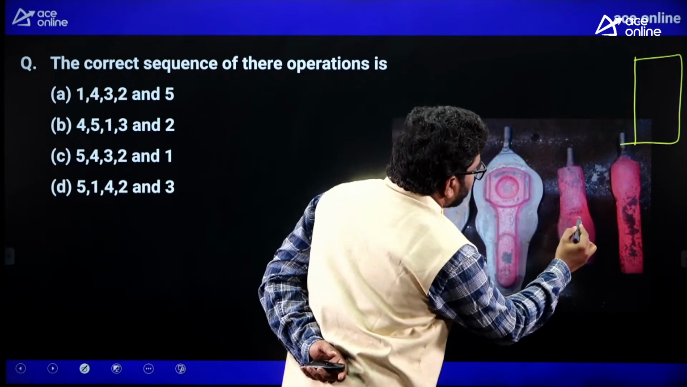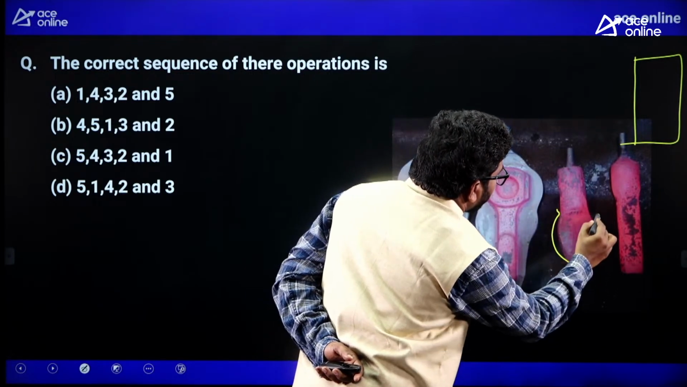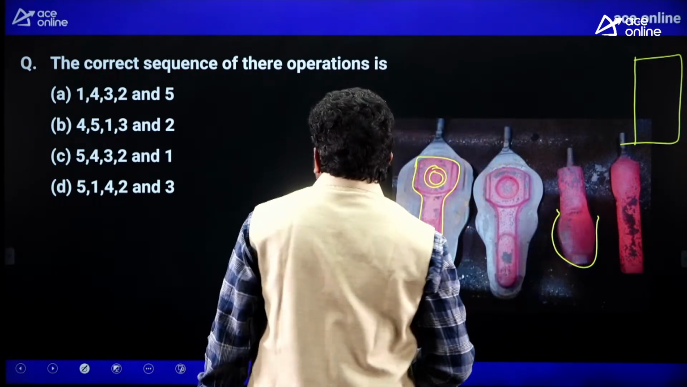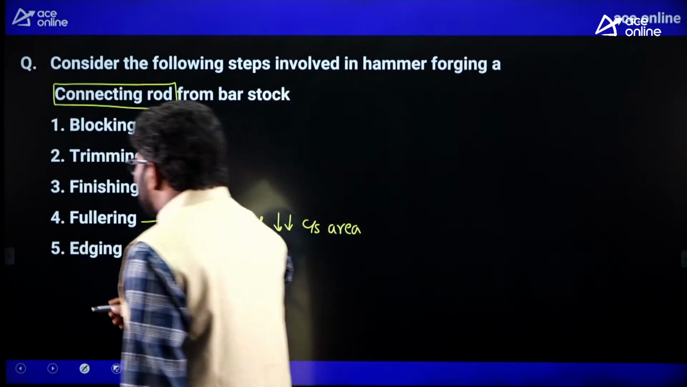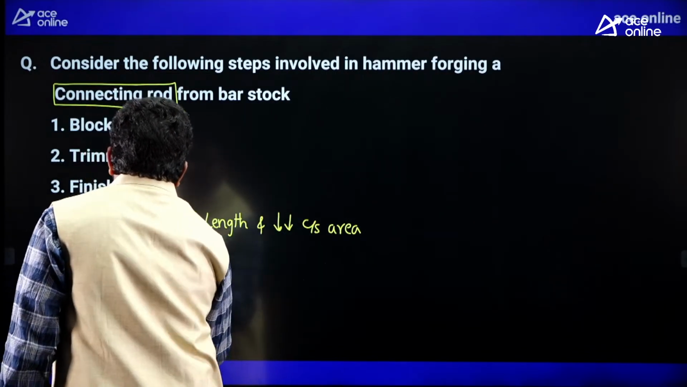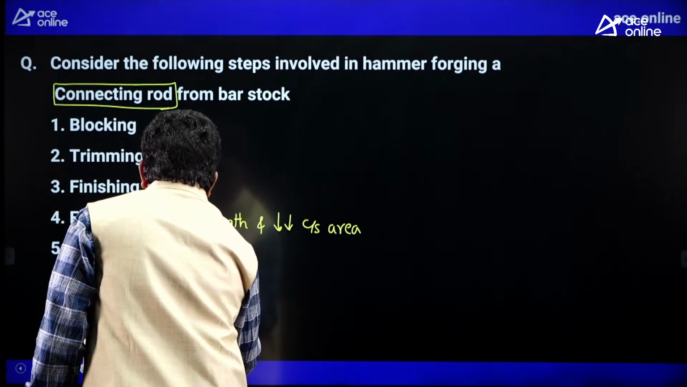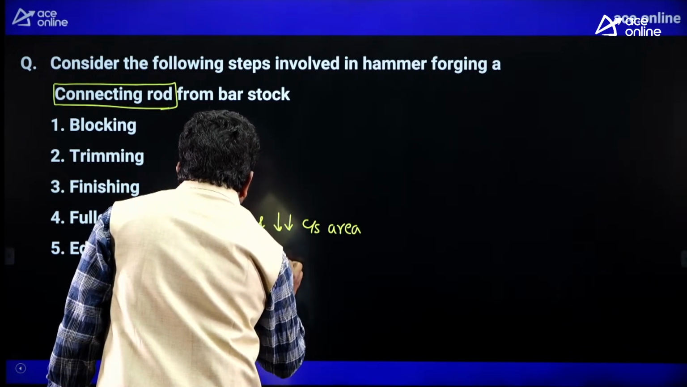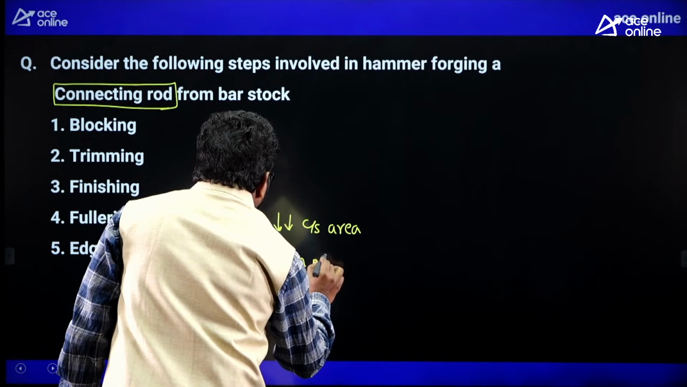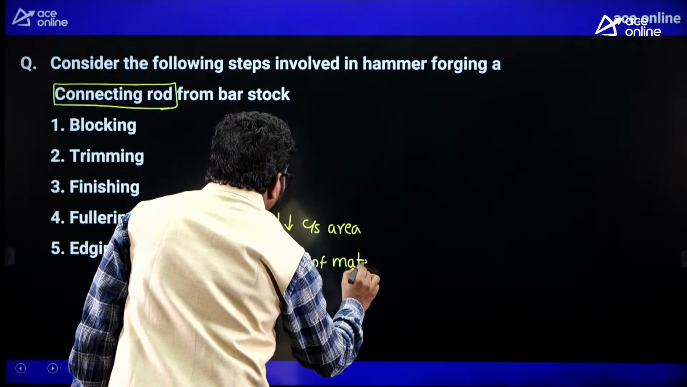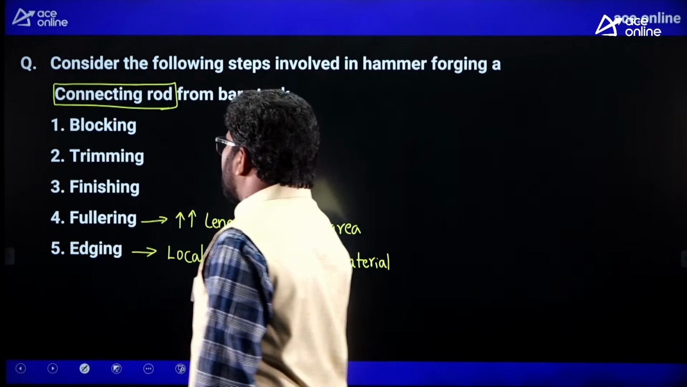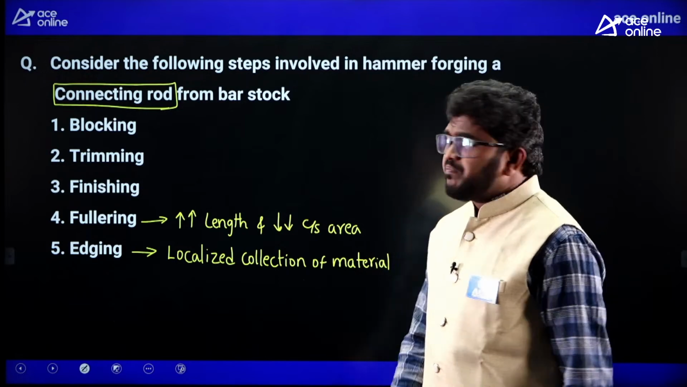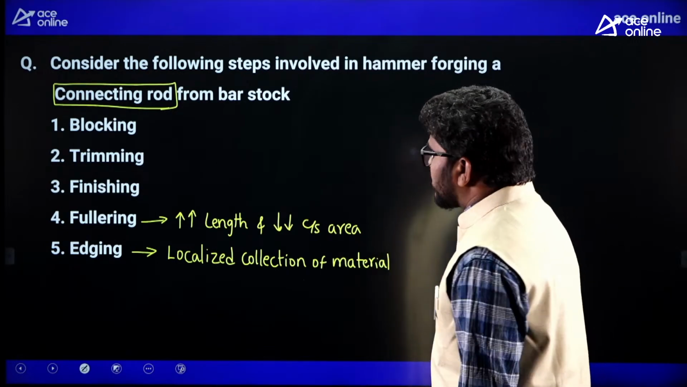To make this section, we should localize the material. We should bring some large amount of material at this location. That we call edging, or edgering: localized collection of material. Pullering is increasing the length and decreasing cross sectional area. Edging means localized collection of material.